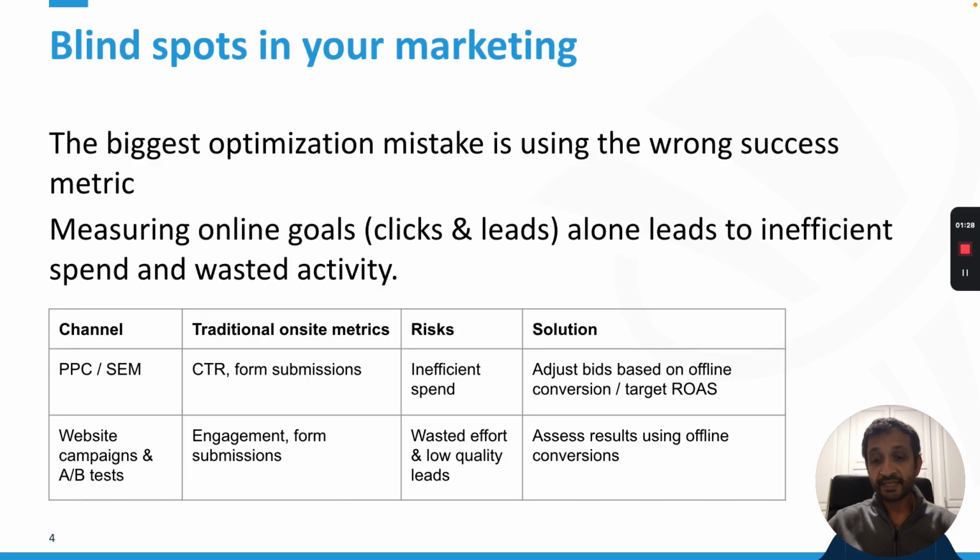Now, it's important to understand that the biggest optimization mistake that we have seen over the years is using the wrong success metric. And if you're only measuring online goals, clicks and leads, that can lead to inefficient spend in your paid media campaigns and wasted activity and low quality leads from your website experimentation and optimization. The solution on the paid media side is ultimately being able to adjust your bids based on those offline conversions. And on the website side, assessing the results and making decisions based on those down funnel conversions.